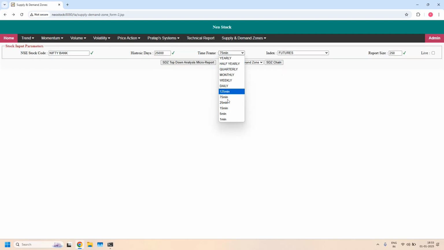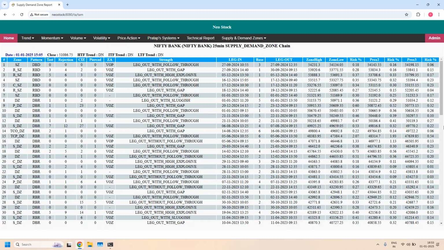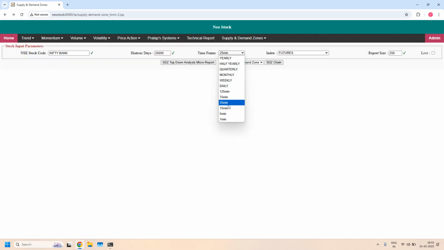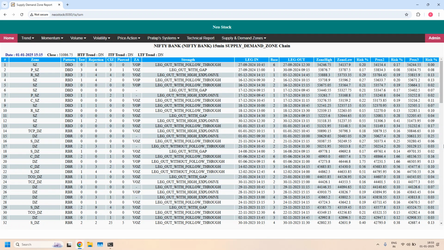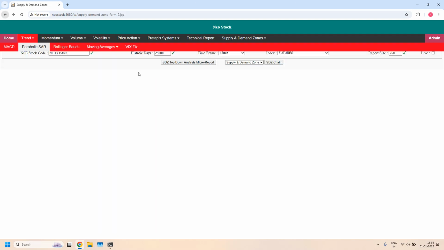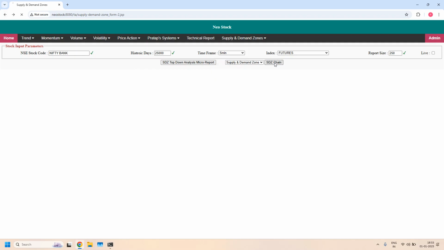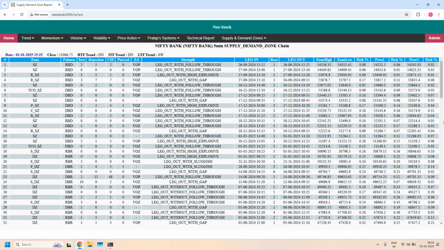Next, 25 minutes supply demand zone chain for BANKNIFTY. Okay, next, 15 minutes supply demand zone chain for BANKNIFTY. Okay, next, 5 minutes supply demand zone chain for BANKNIFTY. So this is about BANKNIFTY supply demand zone chain.